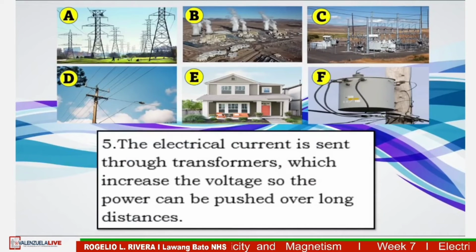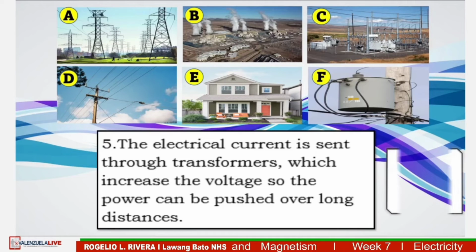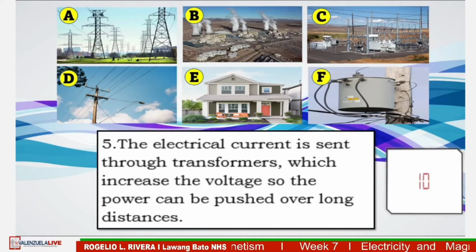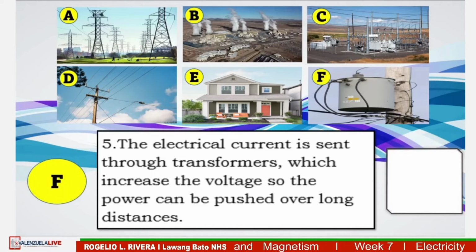Number 5. The electrical current is sent through transformers, which increase the voltage so the power can push over long distances. The timer starts now. Time's up. The correct answer is letter F.